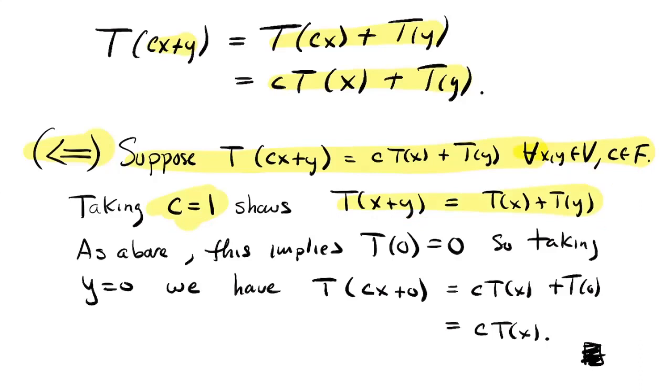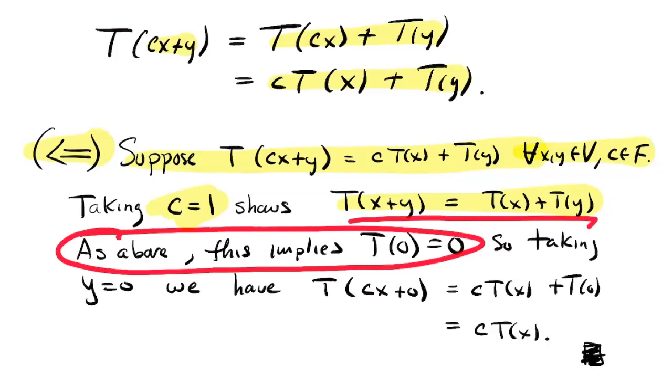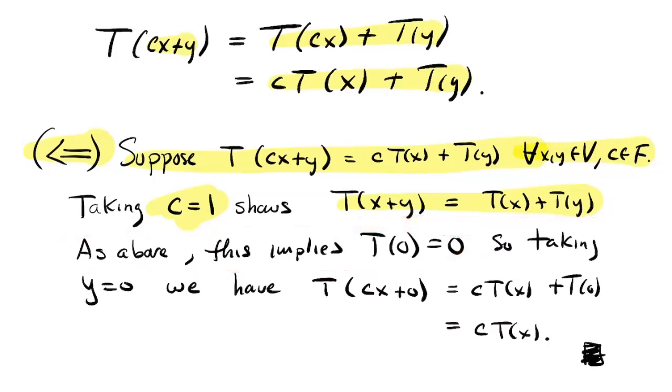This thing, T of x plus y is T of x plus T of y, is the only property of linearity that we used to show that T of 0 is 0 above. So that same property, we know, implies that T of 0 is 0. So if I take y to be 0, then for any x, if I look at T of cx plus 0, that is T of cx. Well, then by the property I'm assuming for T, that's c times T of x plus T of 0, but T of 0 we said is 0. So you just get c times T of x, so the thing scales.